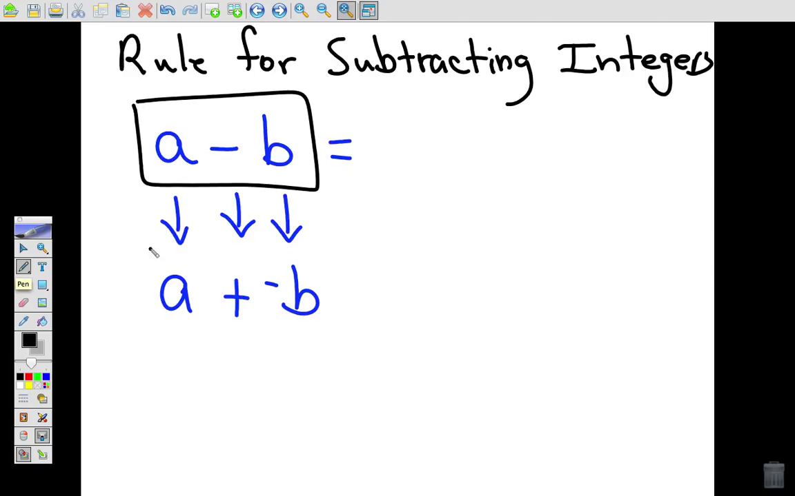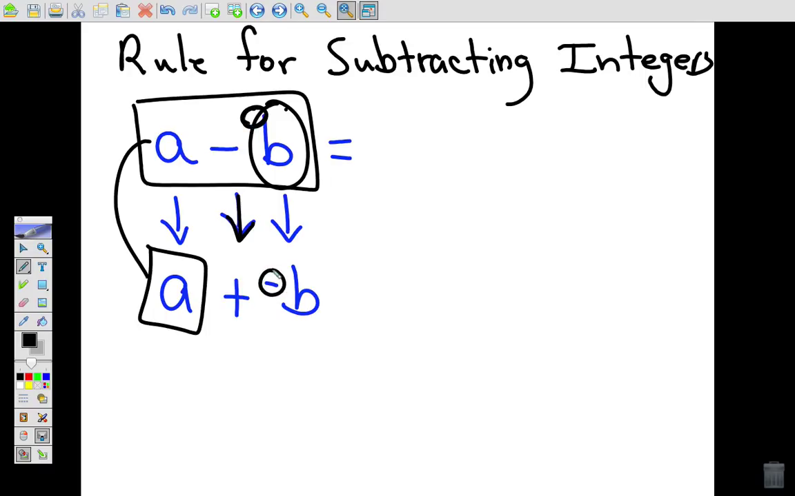The first integer stays the same, so a stays a. We change the minus sign to addition, but in doing so, you have to take the opposite of the next integer. Now notice there's not a symbol up here, which means that's positive. So you take the opposite of that to have it become negative. So a minus b is really the same thing as a plus a negative b. Now this isn't going to make a whole lot of sense until we actually use some numbers, and that's what we're going to do next. But make sure you have the rule down.